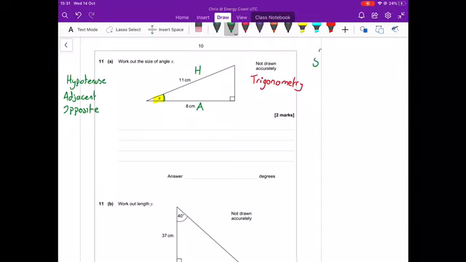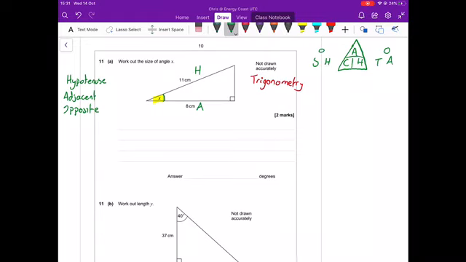You need to know these little formula triangles. SOH CAH TOA, okay? And I need the one that has the A and the H in, which is, I'll try and draw a triangle around it, is this one here, okay? So that is the only one I need, the middle one for this, okay?